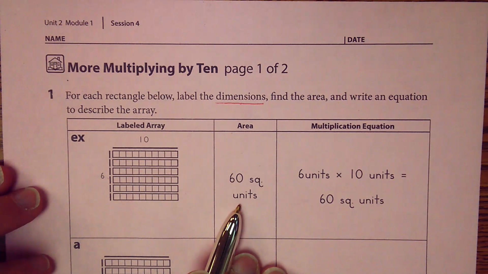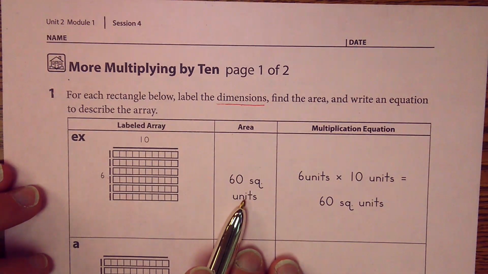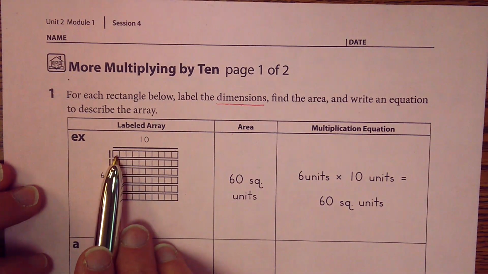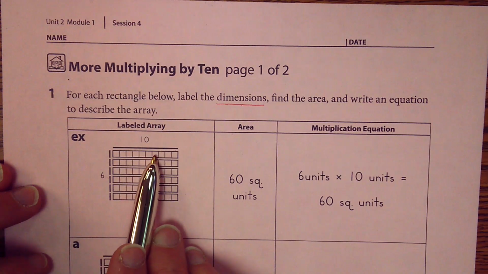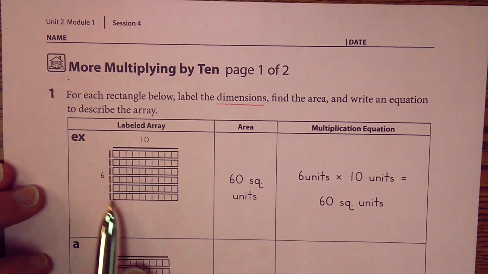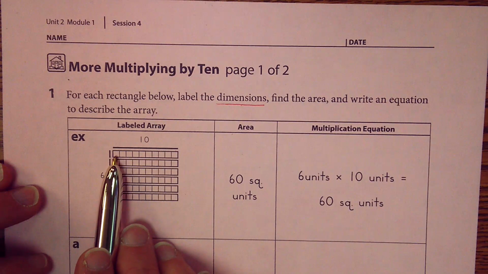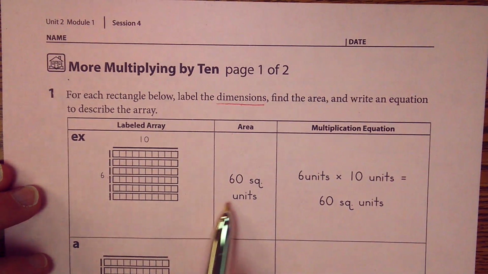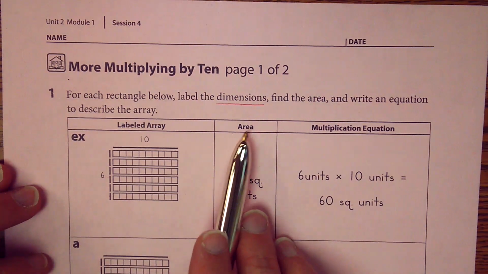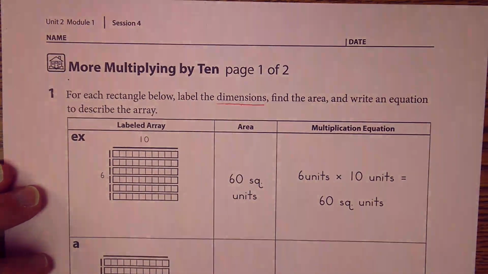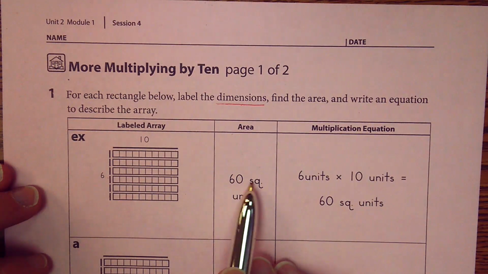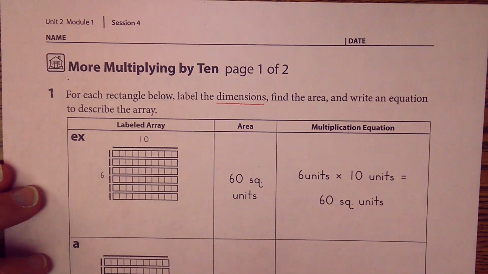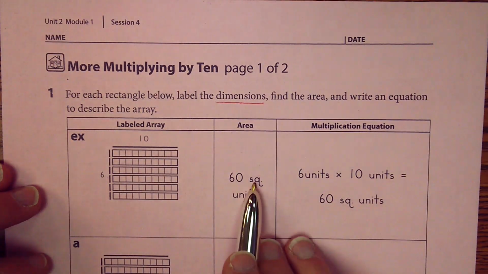Now, just to make sure we're on the same page, square units. Why do we need that word square? Because we're talking about area. We're talking about how many squares would fit inside this area. So our area is the number of squares that would fit inside. So you have to label it square. So if you ever have a problem that says, what is the area? You know it's going to be a number of square somethings. Could be centimeters, it could be miles, kilometers, but it has to be square.